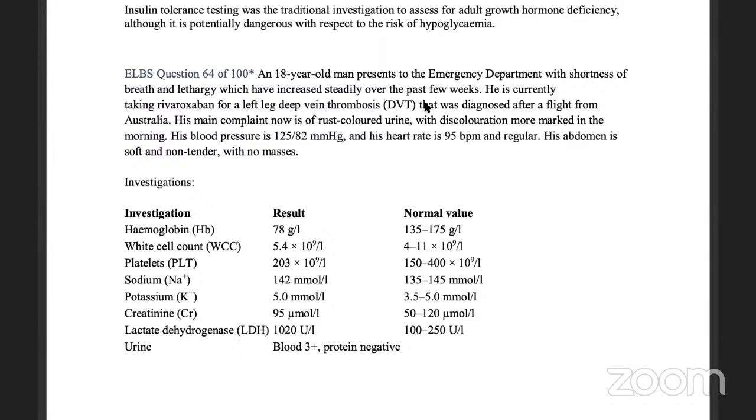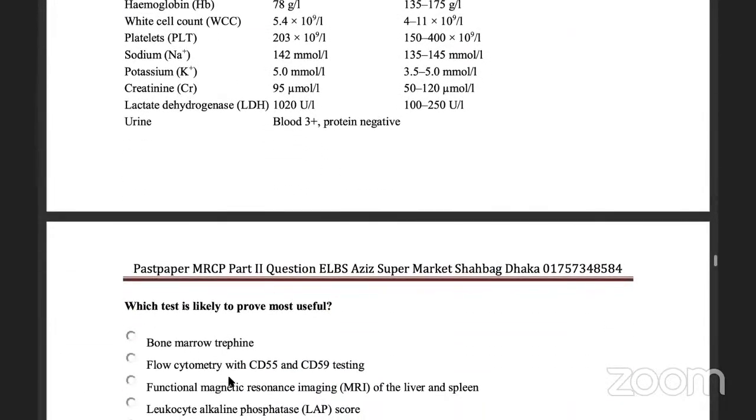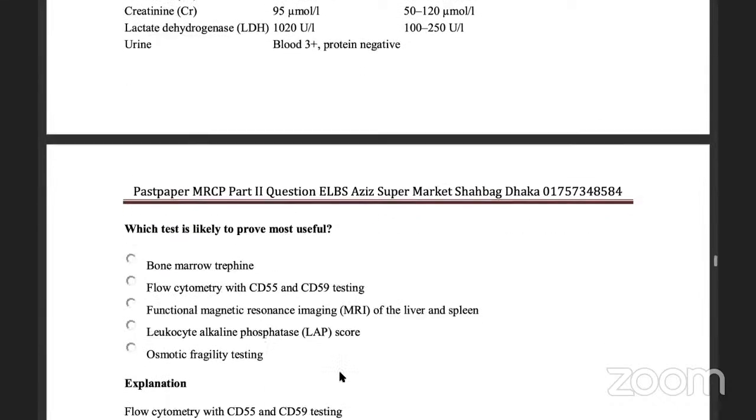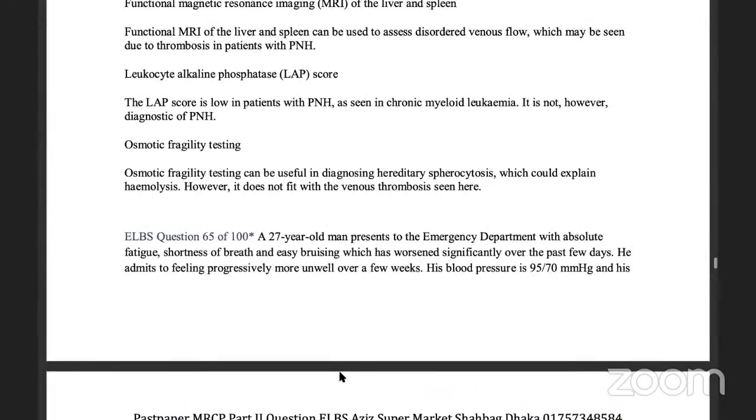PNH, morning discoloration. This is a rust-colored urine complaint, with discoloration more marked in the morning. Yes, PNH, that means flow cytometry. Life span is also decreased in PNH.